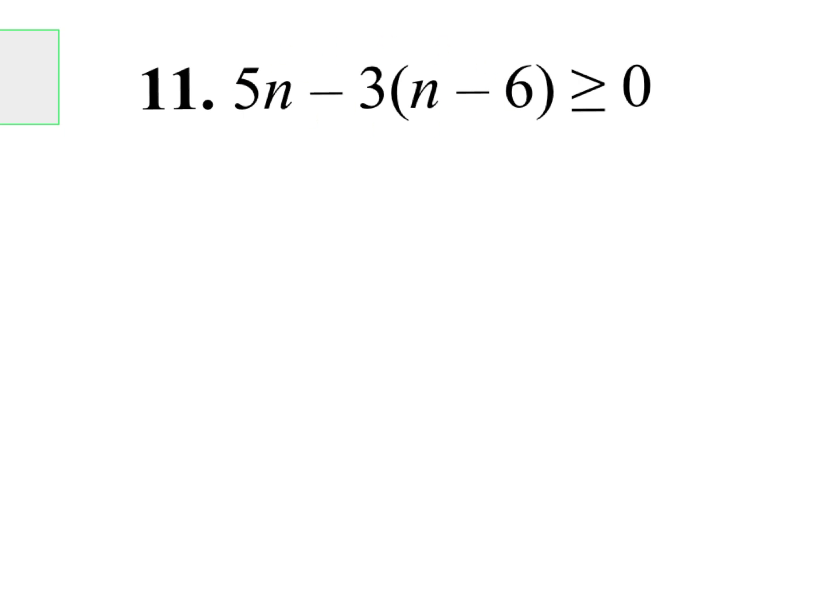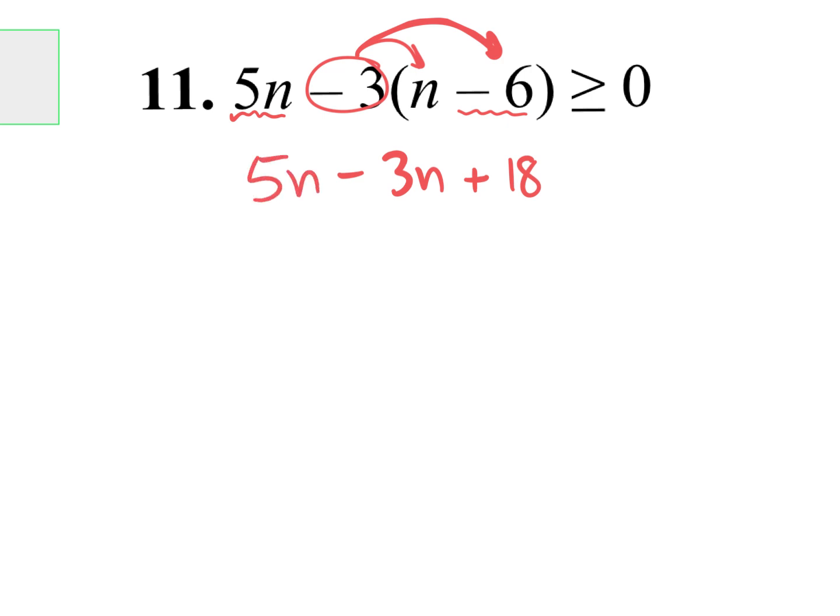Is there any distributive property? Absolutely. There's negative 3 times n. Notice that I include the minus and call it a negative 3 instead of a minus 3. That way it's easier. Negative 3 times n is a negative 3n, which is technically a minus 3n. And then negative 3 times a negative 6, a negative times a negative, is a positive, and 3 times 6 is 18. And then, of course, I'm going to bring down the 5n that's left over. So on the left side, I now have, after doing distributive property, 3 terms, 5n take away 3n plus 18.